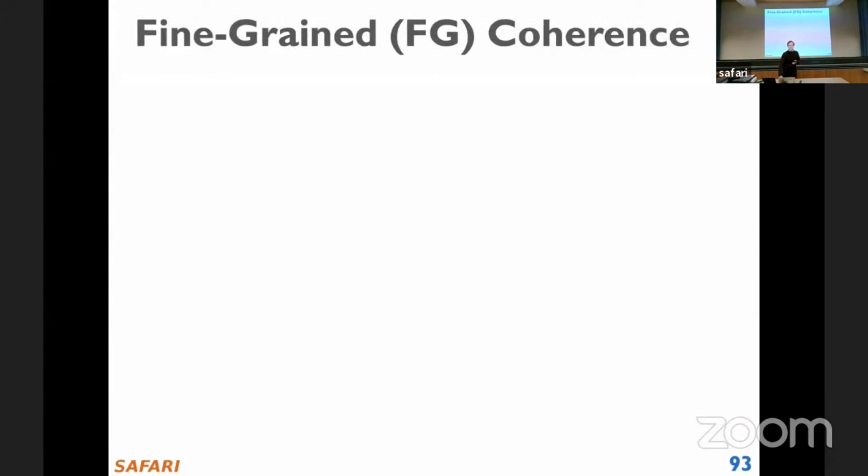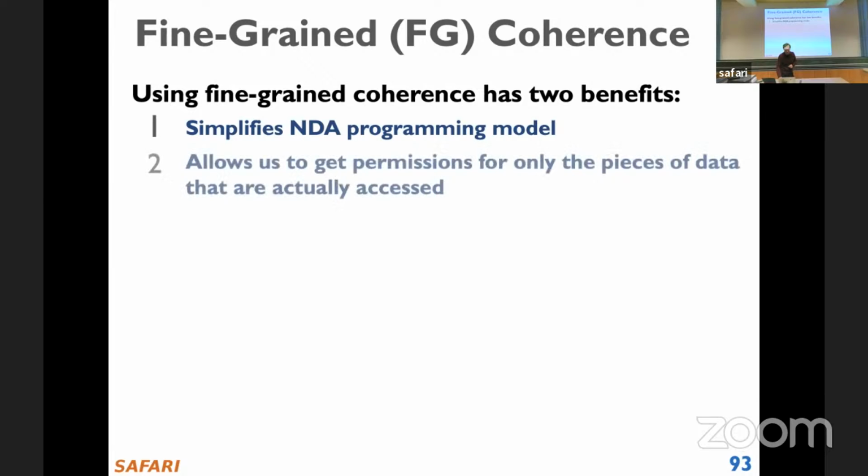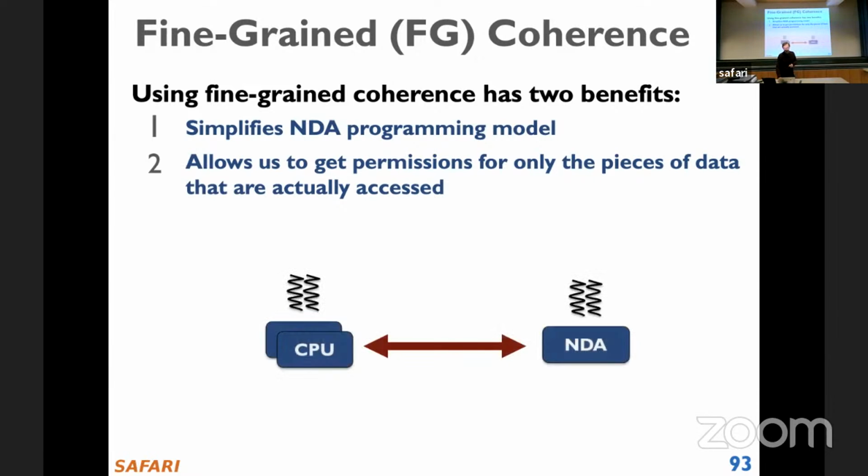So fine-grained coherence is something like MESI, like we've discussed. Here, it actually is simpler, so the programming model is simpler. Whenever you program whatever you offload to the memory side, you don't need to think about coherence as much, fine-grained, coarse-grained, or non-cacheable. It is just part of the coherence domain. It allows the NDA, or whatever is accessing the data, to get permissions only for the pieces of data that are actually accessed, at the cache block granularity, of course. False sharing at that granularity still exists. Okay.